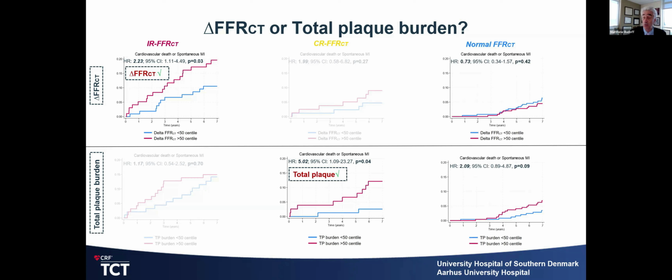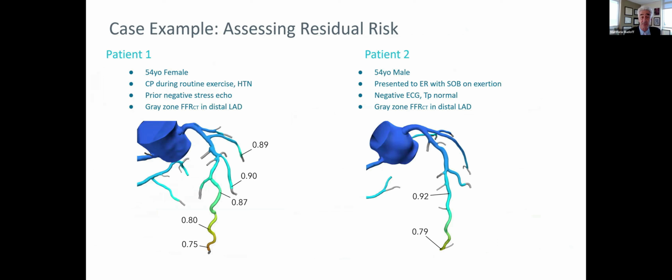And in those patients with a normal FFR-CT, of course, no difference in the top because there's no differences in FFR-CT. The event rates were similar, but total plaque still predicted events with a hazard ratio of 2.09. So we can see curve separation based on plaque once we fix the FFR-CT. If we don't address the FFR-CT, then the FFR-CT measurements drive cardiovascular events.